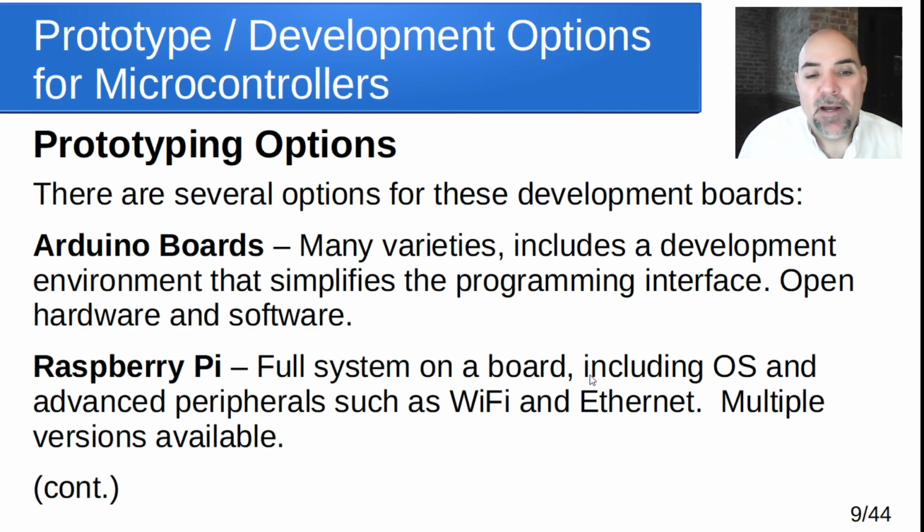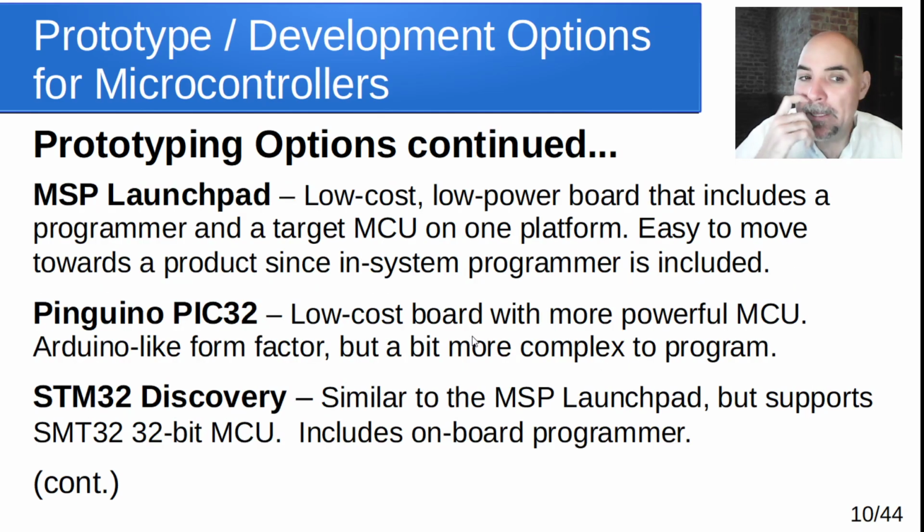Now, Raspberry Pi is another one. That's a full system on board, and it's actually quite powerful. That system includes an operating system. It includes some advanced peripherals. It has Wi-Fi, it has Ethernet. It's got camera interfaces. There are several versions of that as well, but we'll look at that a little bit deeper later. Now, there are some other ones that I want to mention here.